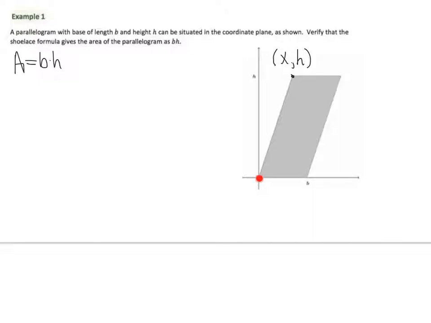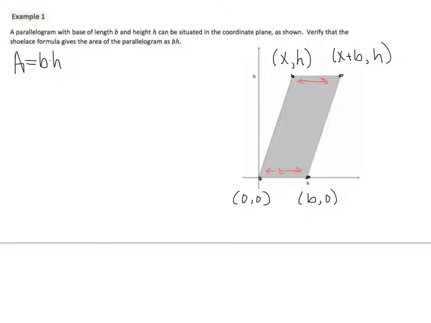I know it's a parallelogram, so the distance from here to here is going to be equal to the distance from here to here. So I can safely say if this length is b, then this length is b also. So this point right here is going to be (x plus b, h), right? The bottom side starts at the origin where x equals 0. So here I'm going to have (0, 0), and over here, I'm going to have (b, 0). Right?